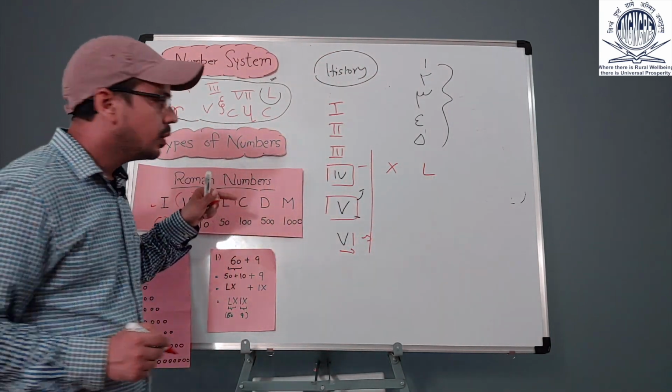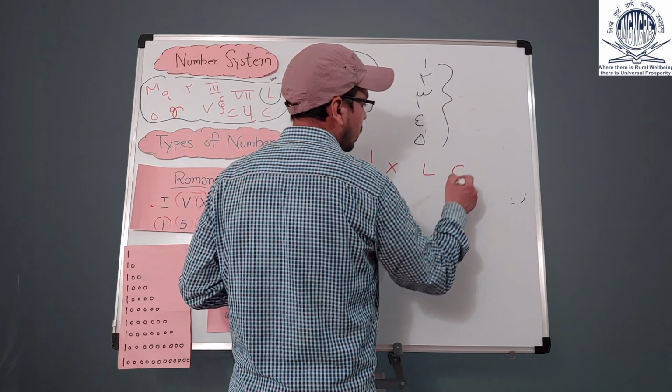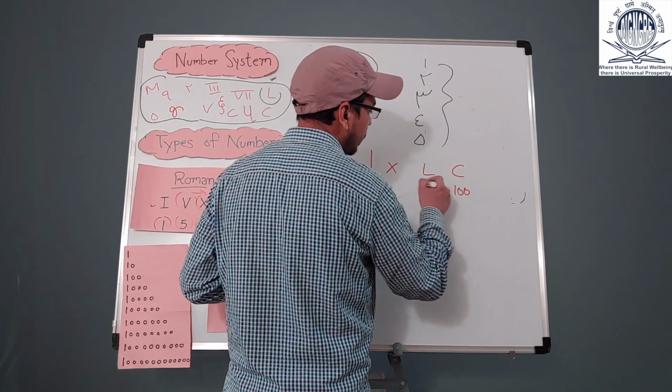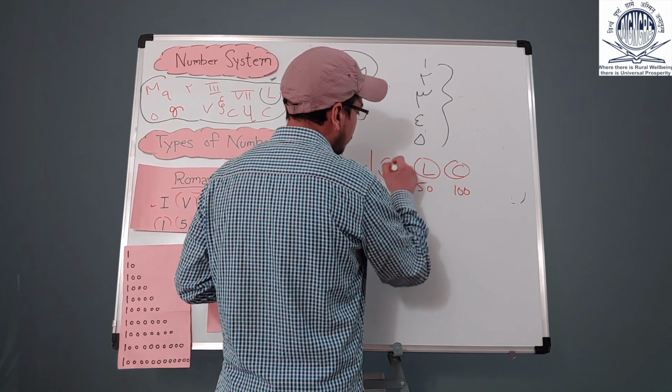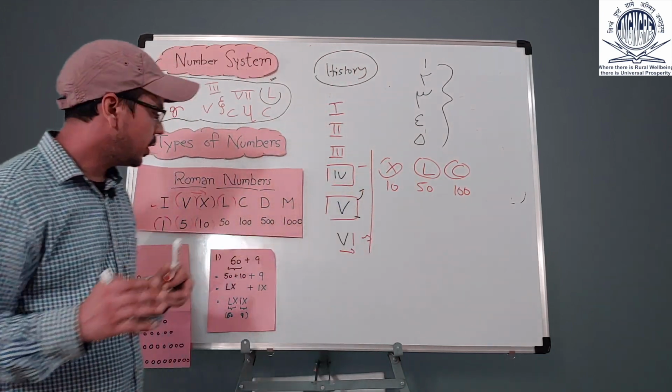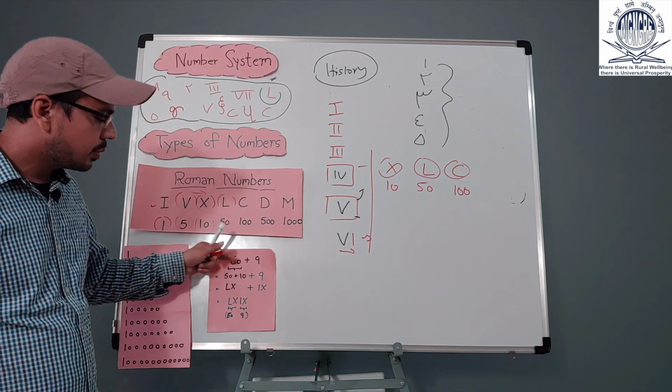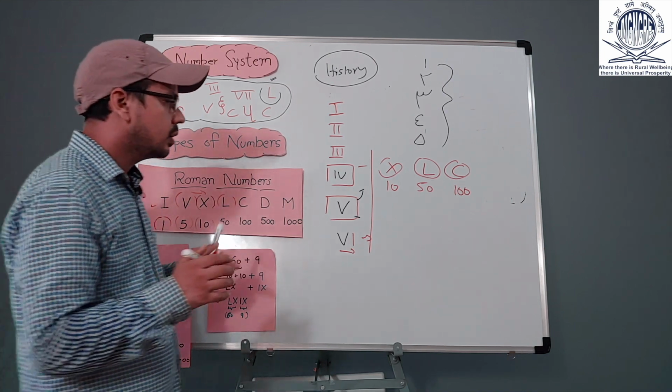For 100, we are using the letter C. For 50, we are using the letter L. So here are some basic numbers we'll just try to place. So we have this example over here, for example, 69 in today's representation.